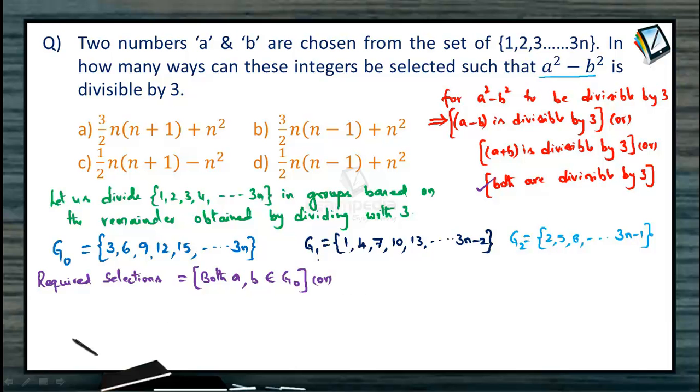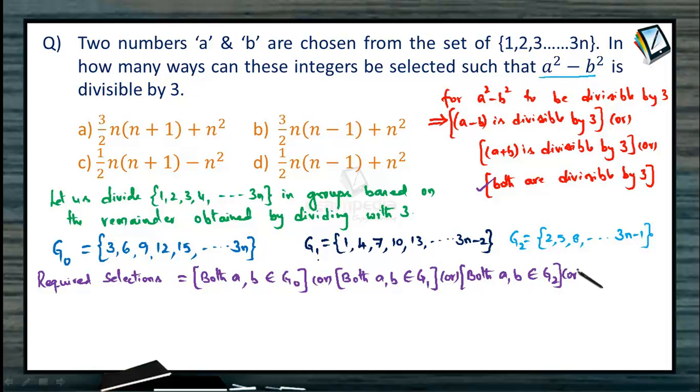There is one more possibility: both A and B are taken from the same group G1. If we select two numbers from G1, the sum will not be divisible by 3, but the difference will definitely be a multiple of 3. Or both numbers are selected from G2. Then also the difference is divisible by 3, and because the difference is divisible by 3, a square minus b square will be divisible by 3.